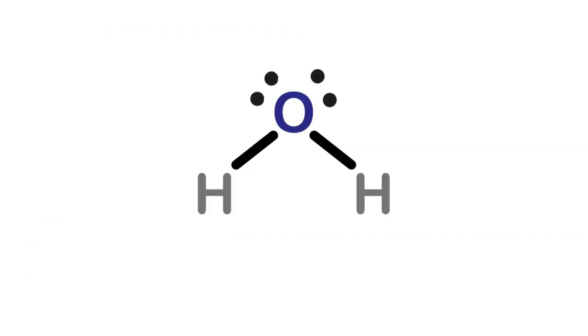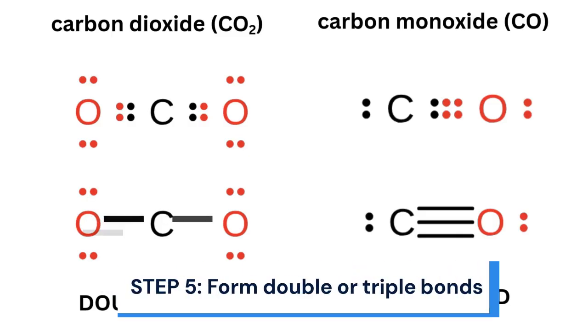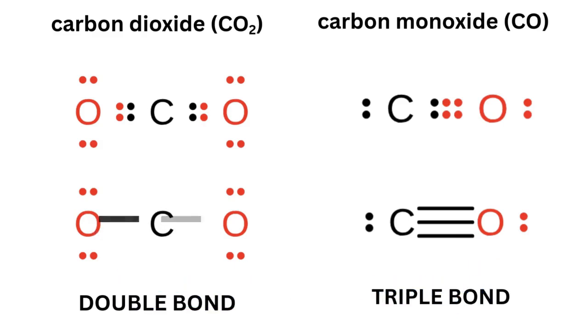Once the outer atoms are satisfied, place any leftover electrons on the central atom. Finally, if the central atom still doesn't have a full octet, you may need to form double or triple bonds by converting lone pairs from surrounding atoms into bonding pairs. This step helps the central atom reach stability.